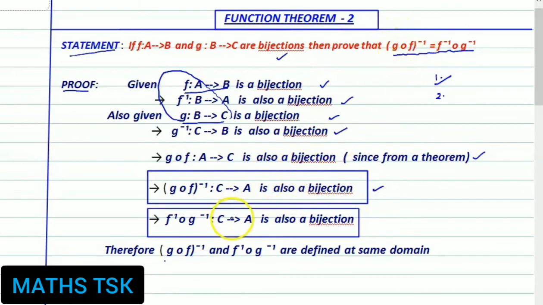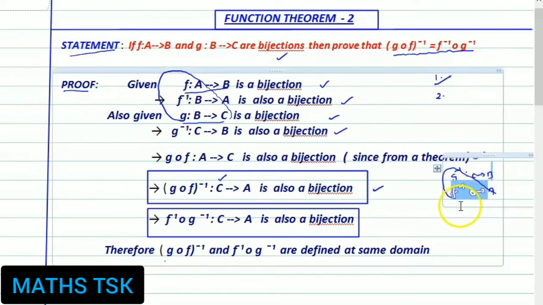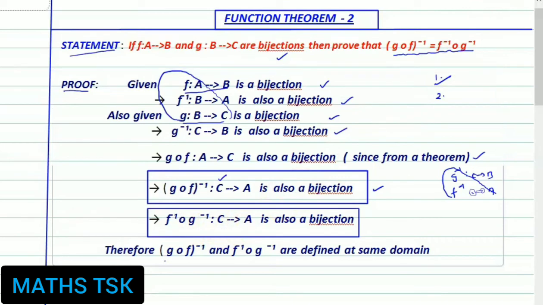So, g circle f whole inverse maps C to A. This is from A to C, this is from C to A. Here the domain is C. Right. Next, f inverse mapping B to A. G inverse mapping C to B. What is f inverse circle g inverse? It's mapping from C to A, since these two are equal. So f inverse circle g inverse mapping from C to A is also a bijection.